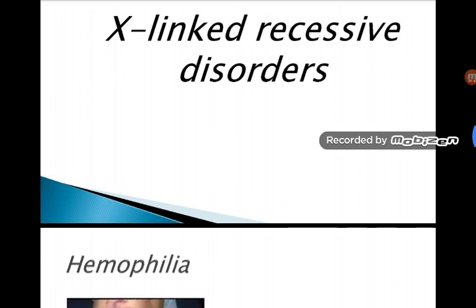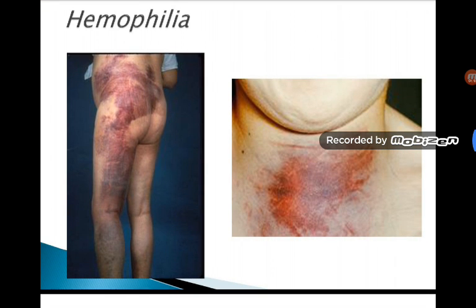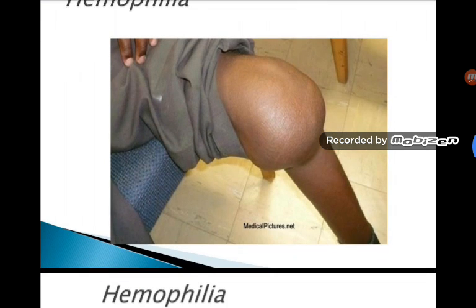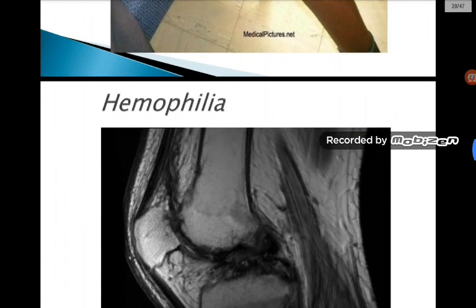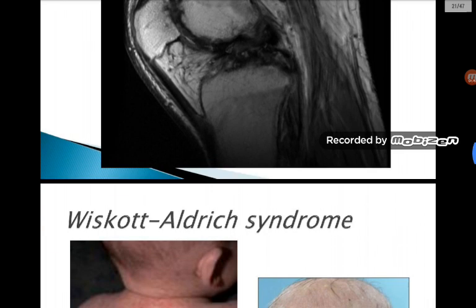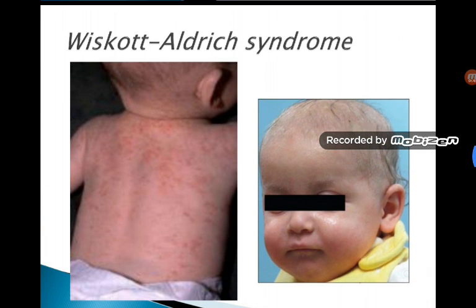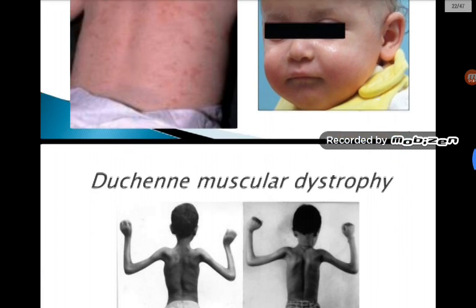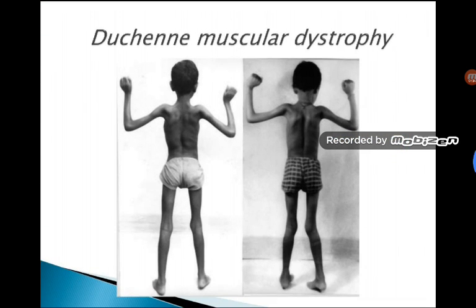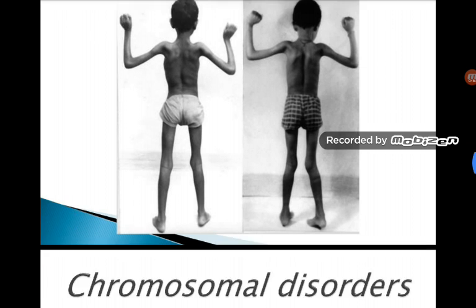X-linked recessive disorders are hemophilia, Wiskott-Aldrich syndrome, Duchenne muscular dystrophy.